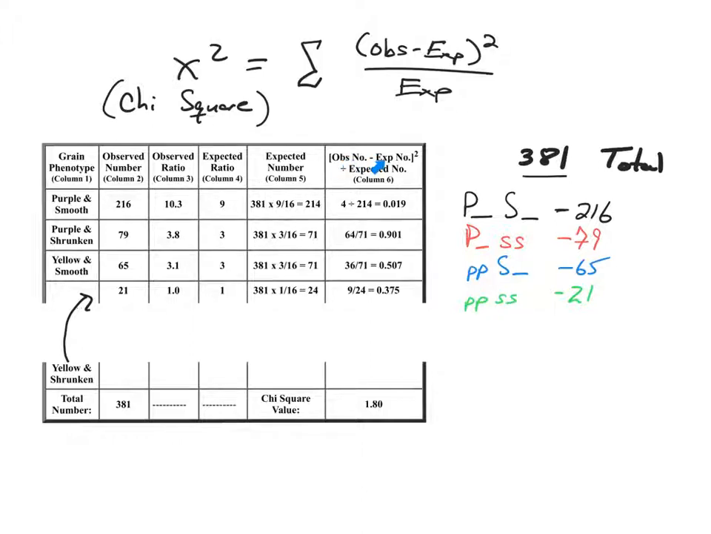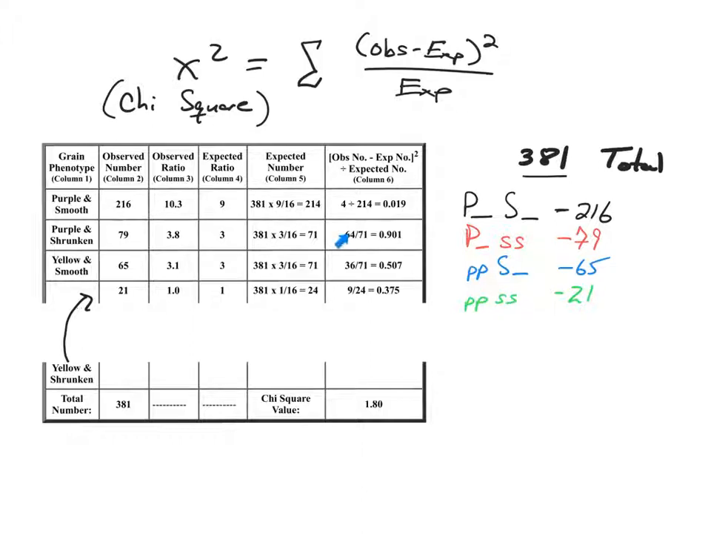It's observed minus expected. What's observed? 216 minus expected, which is what? 214. 216 minus 214 is what? 2. But this is 4. What? Squared. It's this minus this, squared. Observed minus expected squared, divided by expected, so 4 divided by 214 equals this.